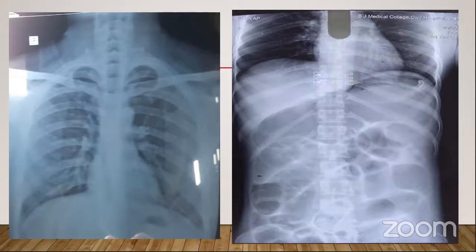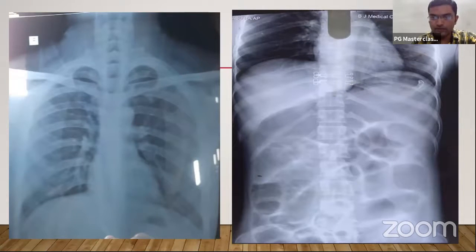See, there are no air fluid levels. Can you see? Yes. What you are seeing is only gas shadows. Is there any fluid level? There are no air fluid levels.